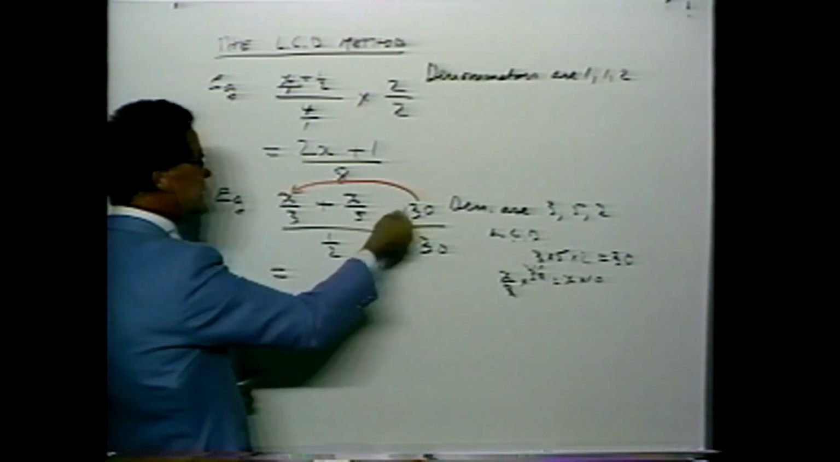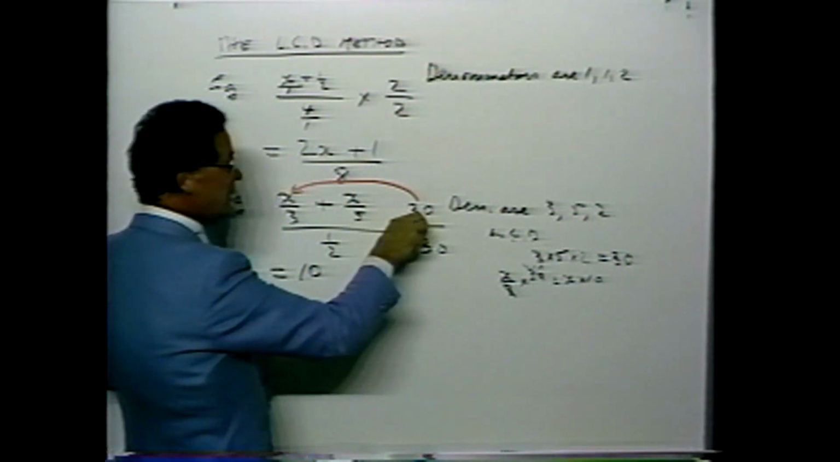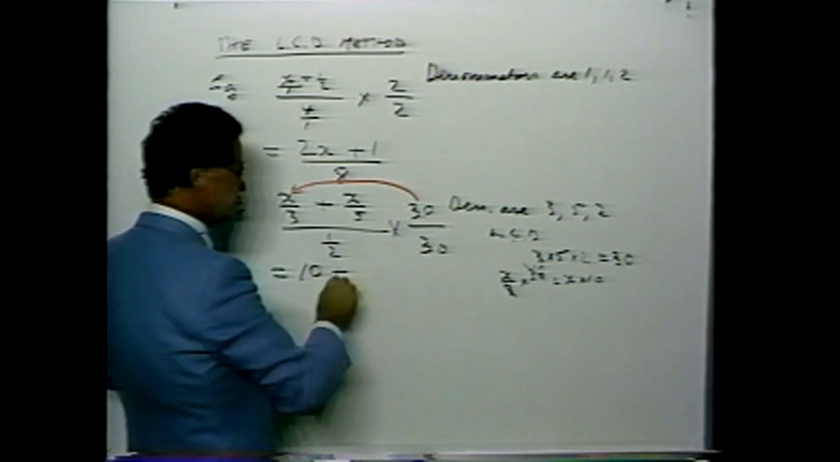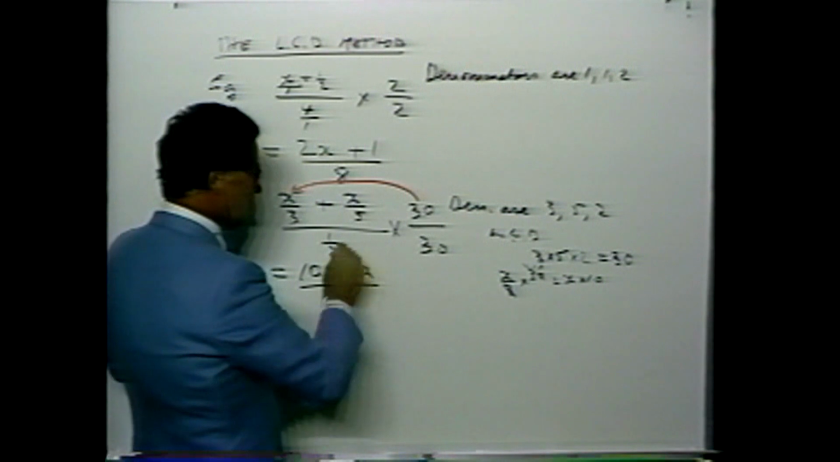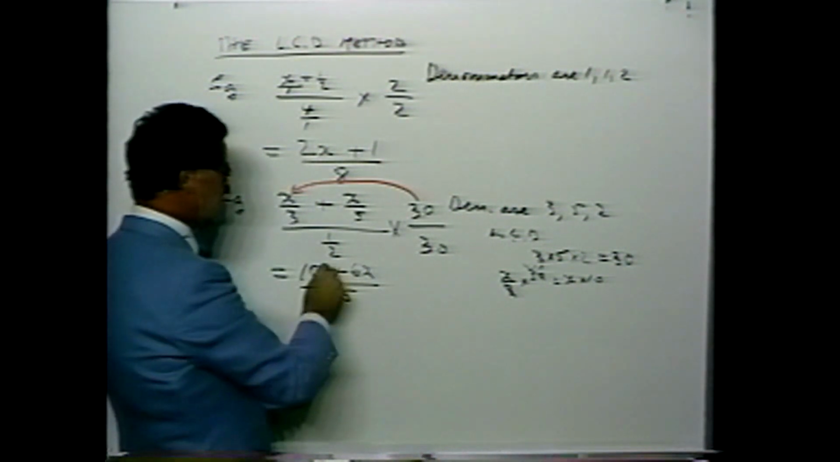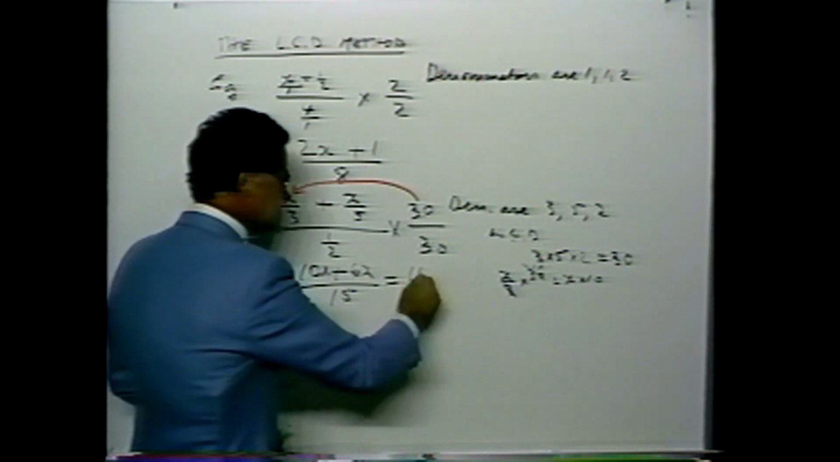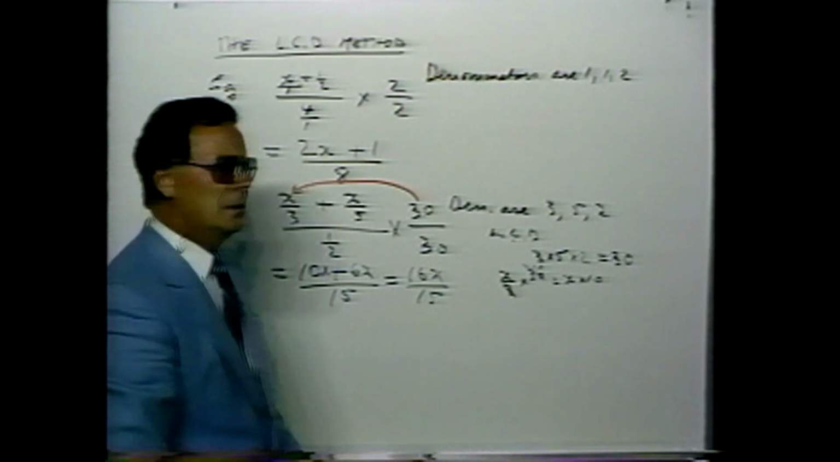If you take 30 and multiply it by this amount, 30 is multiplied by x over 3, and that 3 times 30 is simply 10x. X over 5 times 30, that's 6x. 1/2 of 30 is 15. So 10x plus 6x is 16x over 15.